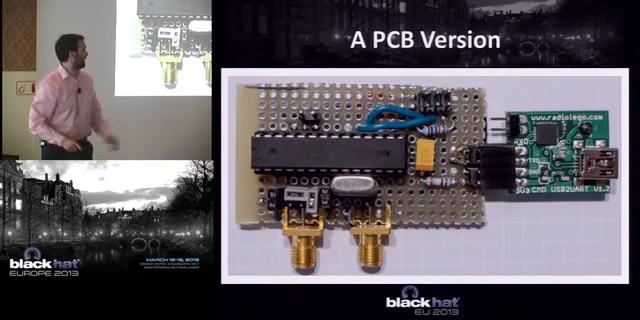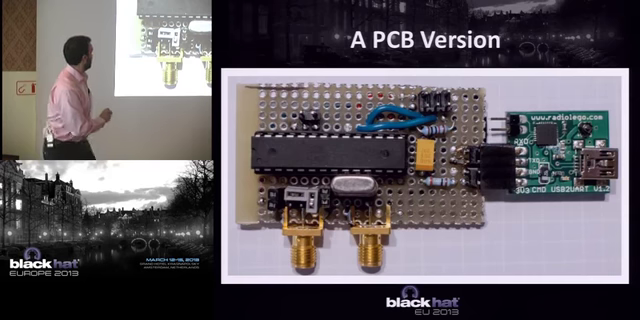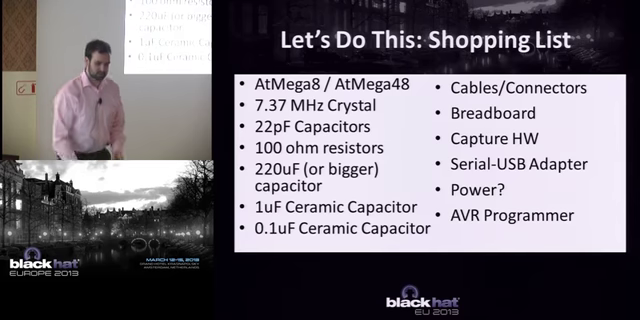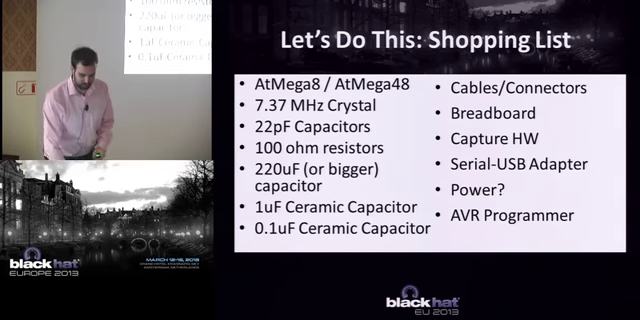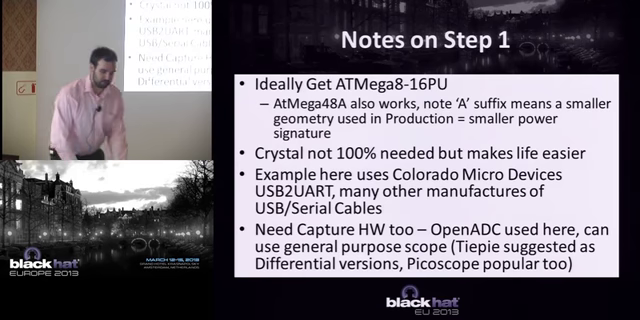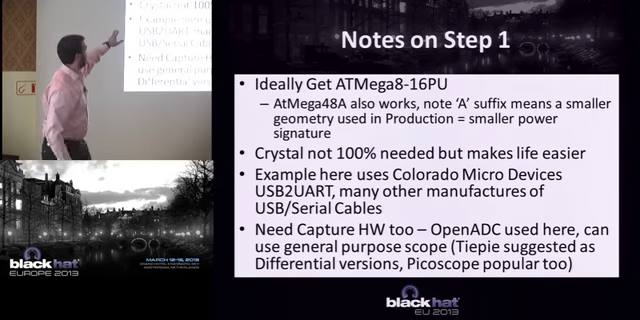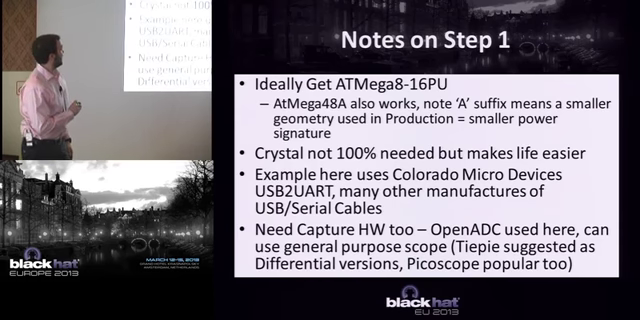What I have here is the same thing in a PCB version, so I've just built something that won't fall apart on me. Again, we have this microcontroller here, there are shunts under here, a crystal oscillator, and the USB board. So that's just some of the parts. Again, I'm using this AVR, either the Mega 8 or Mega 48, which is the newer version. There is a note I should explain here. You'll see various versions of the microcontroller: the ATmega 8, ATmega 48P, 48A.